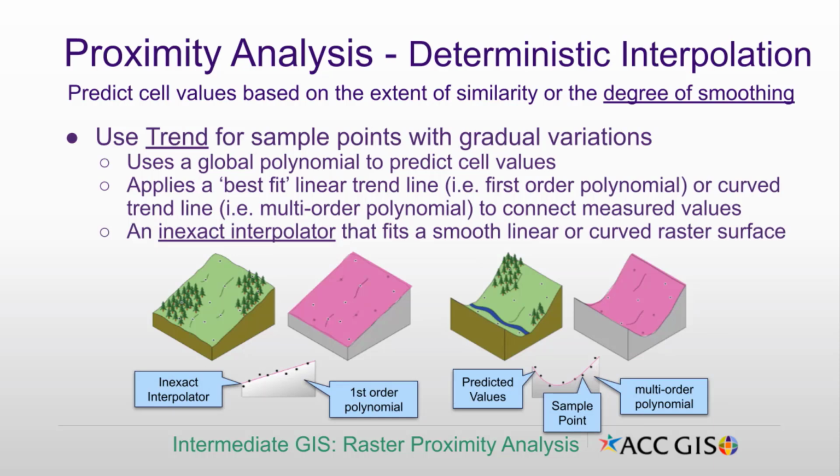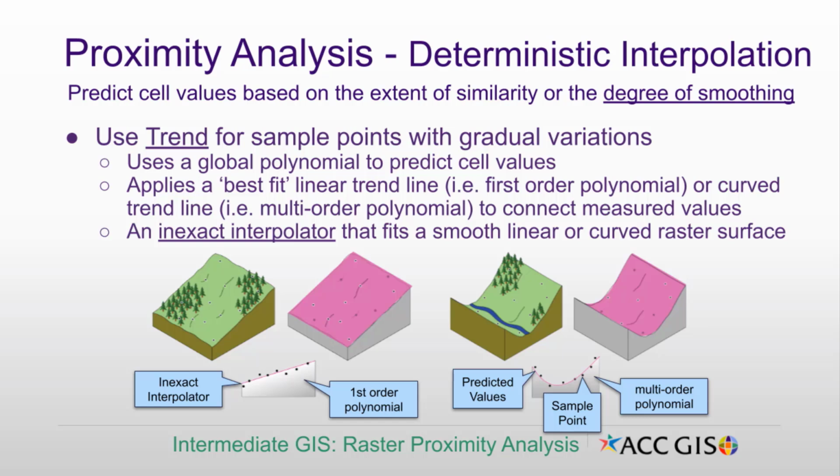The last type of deterministic interpolator we're going to talk about is trend, which we can also use to predict cell values based on the degree of smoothing. We use the trend geoprocessing tool for sample points with gradual variations. It applies a global polynomial to predict cell values by applying a best fit linear trend, which is a first order polynomial, or curved trend line, which is a multi-order polynomial, to connect measured values. It's an inexact interpolator that fits a smooth, linear, or curved raster surface.